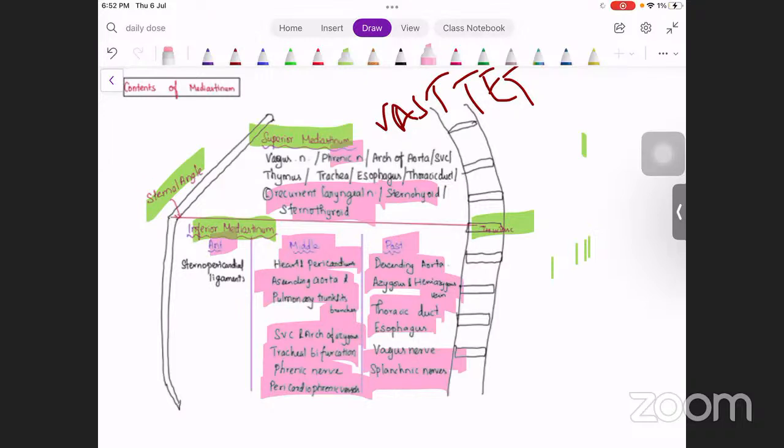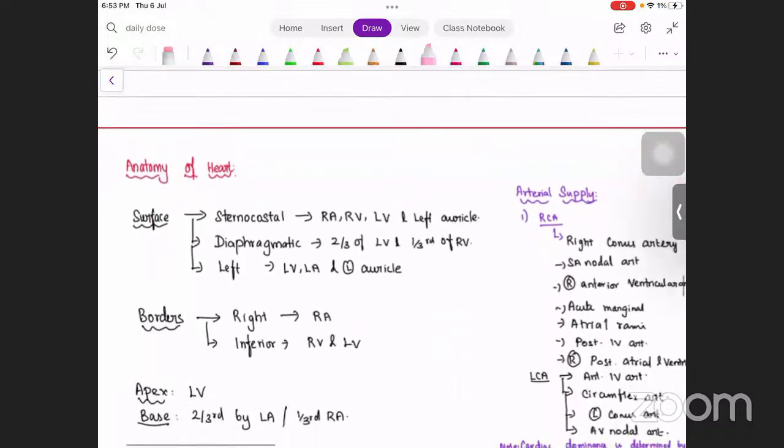While the heart, ascending aorta, pulmonary trunk, SVC, whatever structure is related to the heart, along with the trachea and the phrenic nerve, is in the middle mediastinum. Whereas the esophagus, thoracic duct, vagus nerve, azygos and hemiazygos vein, and descending aorta, all the structures either emerging out of your aorta or coming from the posterior aspect of your superior mediastinum, belong to the posterior mediastinum, people. Okay, clear? Now we are moving on to the viscera of your thorax, which is the anatomy of your heart.